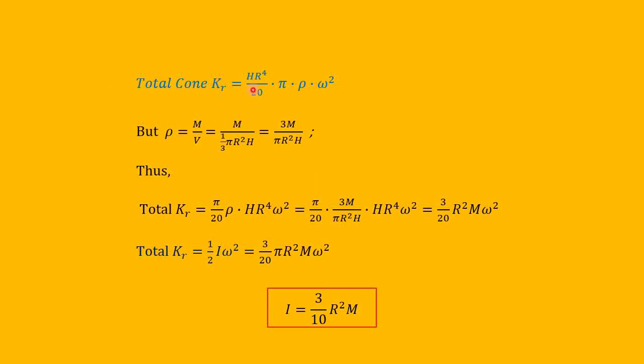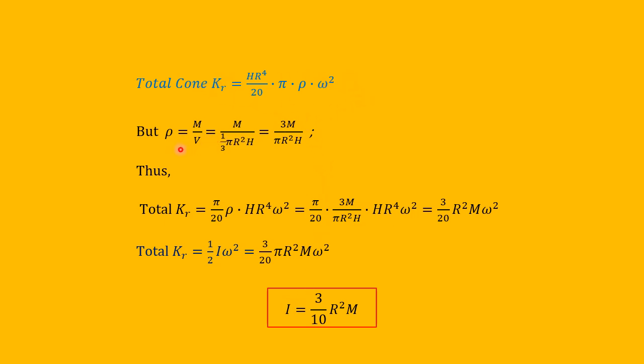So here's what we have so far for the total kinetic energy of rotation for that cone. We're going to simplify it a little bit, and we're going to get an answer, it turns out, in terms of the radius of the cone and the mass of the cone. And I is the moment of inertia. So let's see, we have this for the total kinetic energy.